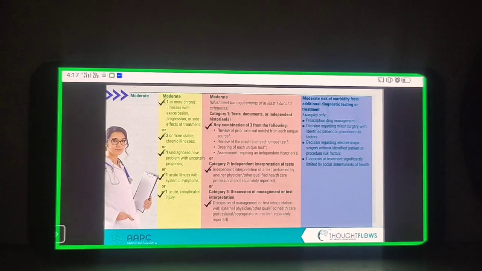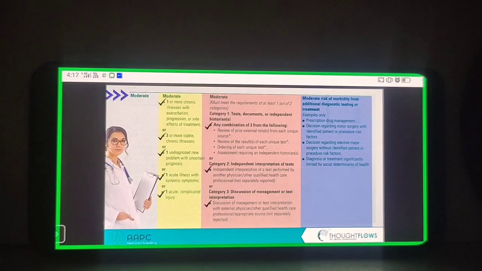One acute illness with systemic symptoms. Super. Ma'am, category 3 for interpretation. Interpretation discussed with another physician means category 3. Here the doctor discusses that result with another doctor, so that means that is category 3.